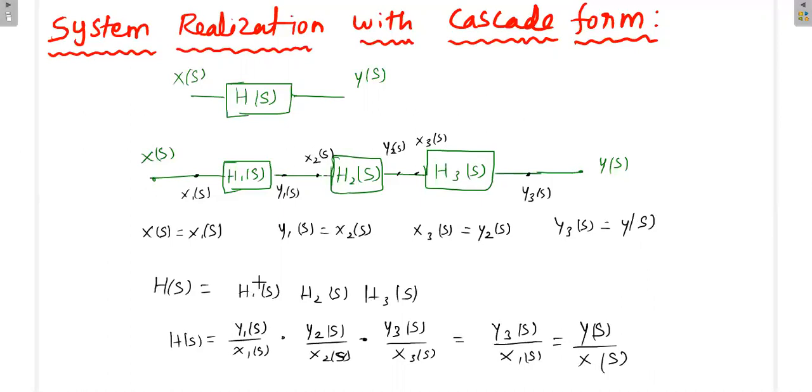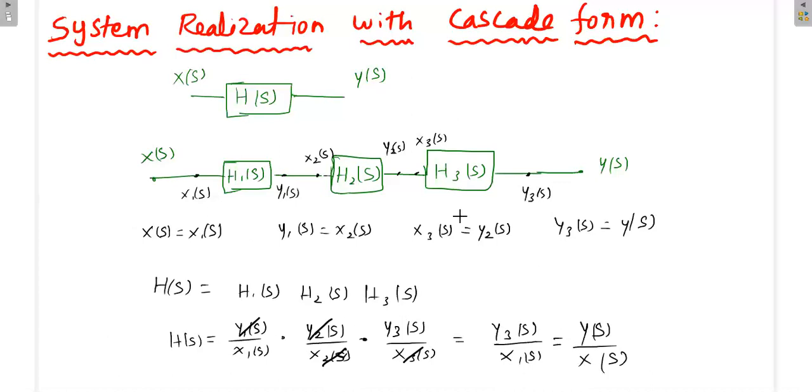Then we know what H1 is: the output divided by input, that is Y1(s) divided by X1(s). For the second system, Y2 divided by X2. For the third system, Y3 divided by X3. And we know that Y1 is the same as X2, so these will cancel each other. Also Y2 is the same as X3, so this will also cancel. What is remaining? Y3 divided by X1, and we know that Y3 is Y and X1 is X. So again we are getting the overall transfer function.